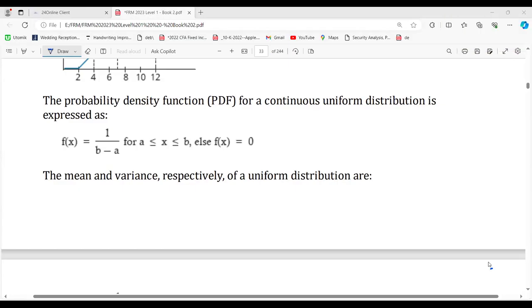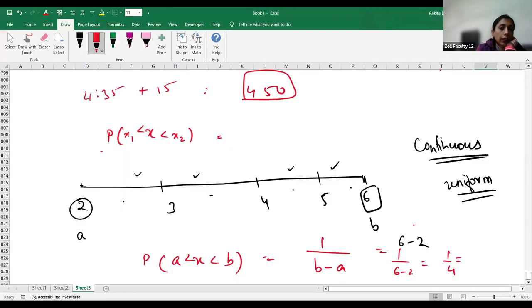Ma'am, you have shared the wrong screen. Yes, ma'am, we can't see where you're writing. Now you can see.